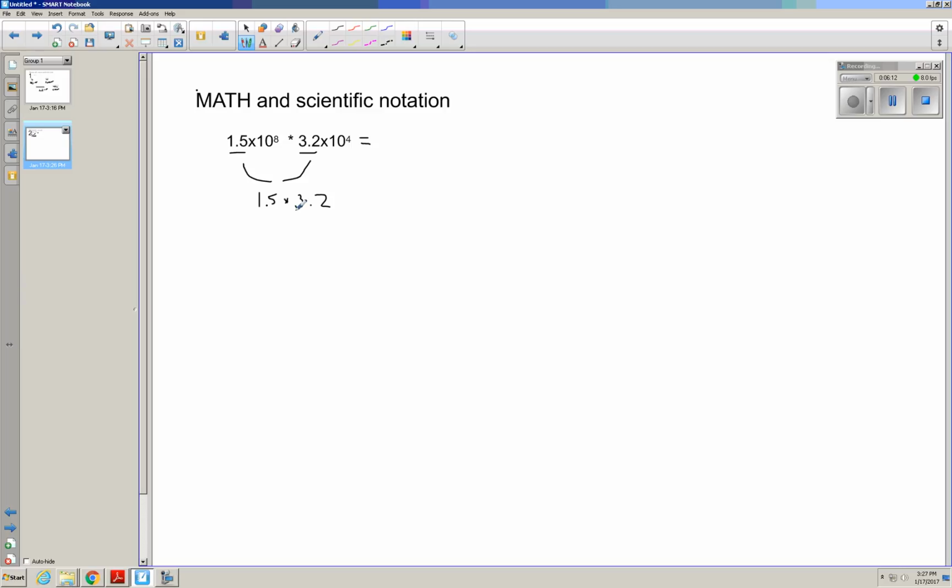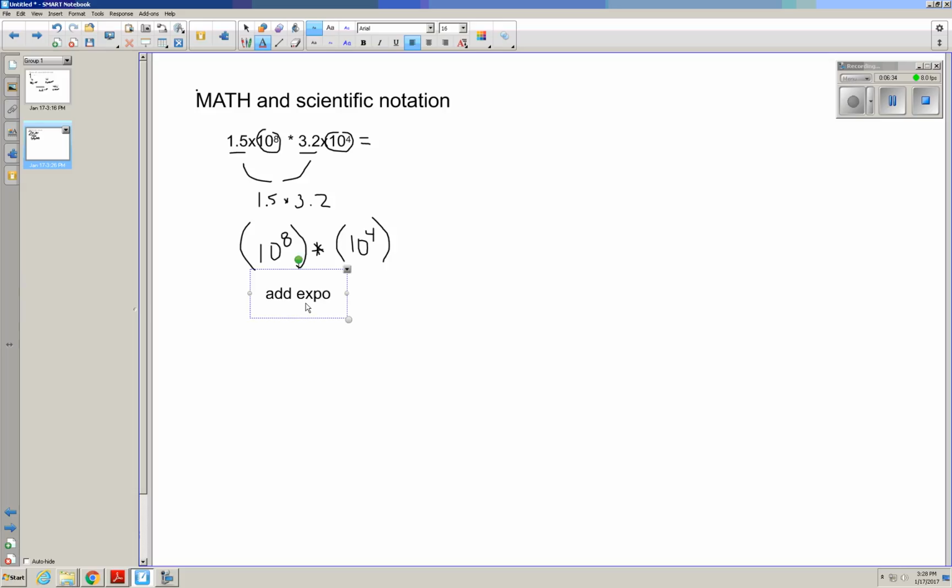Then, if you remember, what you have left is 10 to the 8 times 10 to the 4. If you remember what to do there, so this is basically 10 to the 8, let me put this in parentheses. So I just basically took 10 to the 8 times 10 to the 4 and put them down here. If you remember, when you're multiplying things in exponents, the secret to getting the answer is to add the exponents. So to do this problem, you would take 1.5 times 3.2, and then your answer is going to be times 10 to the 8 plus 4, which is times 10 to the 12.